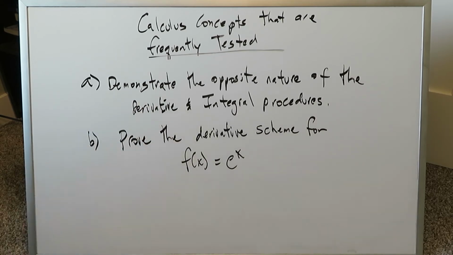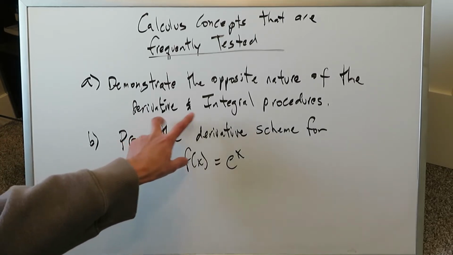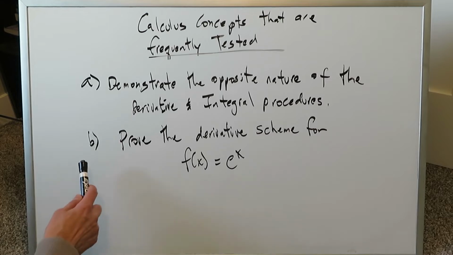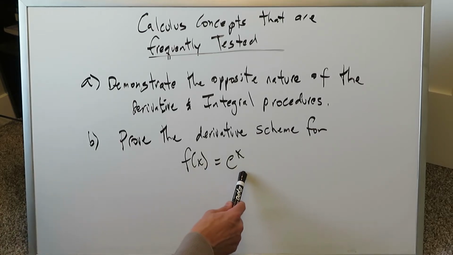Look here at question A. Demonstrate the opposite nature of the derivative and integral procedures. Related to the fundamental theorem of calculus, opposite sides of the same coin, derivatives and integrals. Question number B. Prove the derivative scheme for f of x equals e to the x.